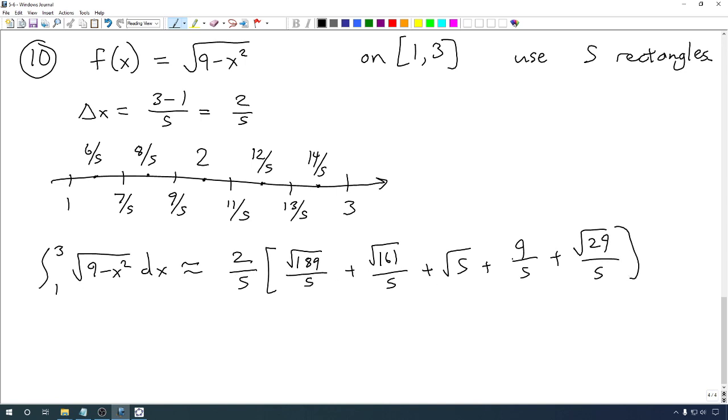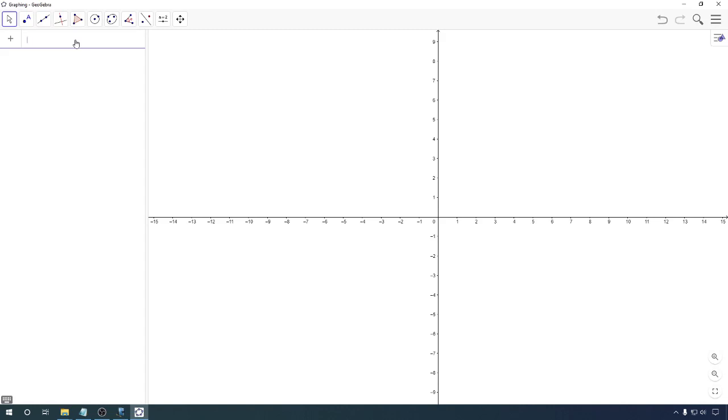Now if we go ahead and plug all that into a calculator and get an approximate answer for this whole thing, remember to multiply by 2/5 at the end, we get 4.160145. Let's just say that's our approximation. We could actually go ahead and use GeoGebra to see how close we got to the true answer. So let's go ahead and just put in our function. This is the square root of 9 minus x squared.